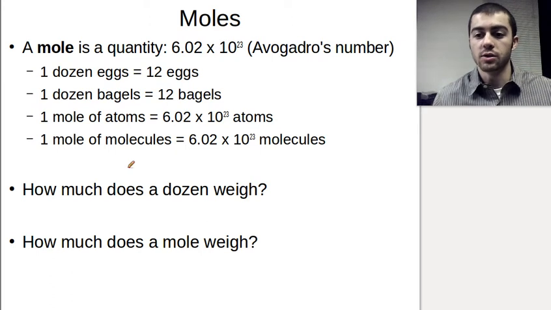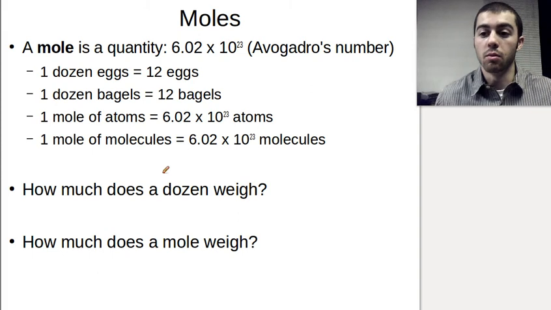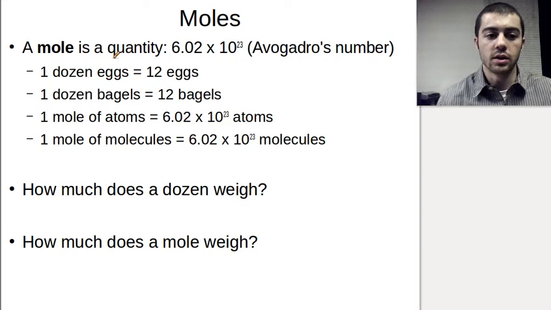Make sure you refresh yourself on unit conversions, and the other thing you'll need to be able to do is calculate formula mass. If you're having trouble with that, just go to the formula mass video that's also in this chapter and make sure you're fresh on that as well, because those will be two very important concepts for this video. So to get an introduction to moles, a mole is a quantity.